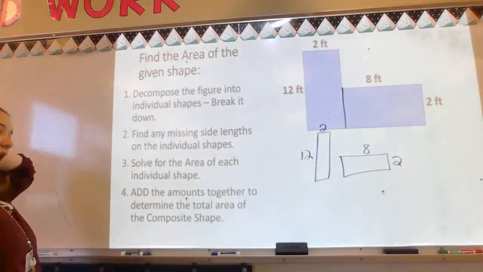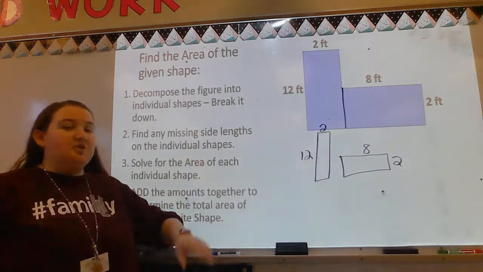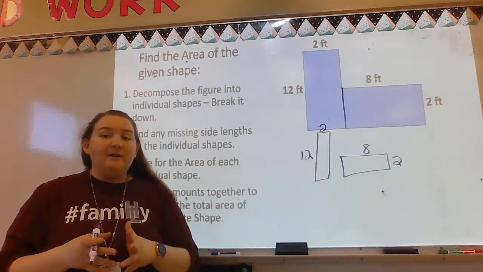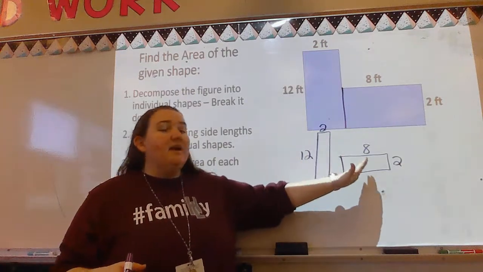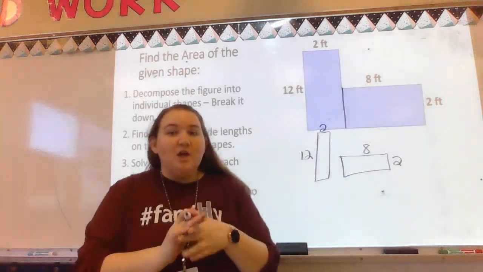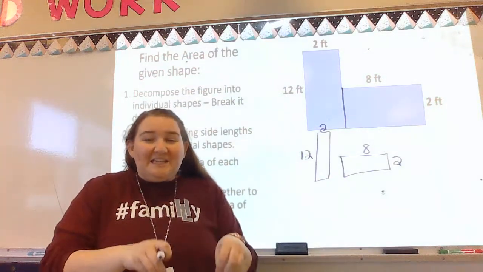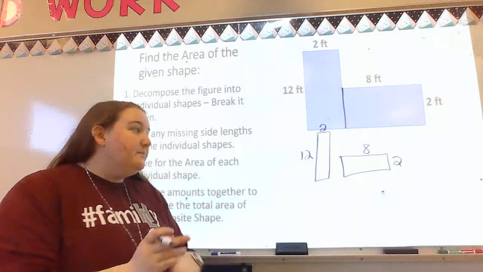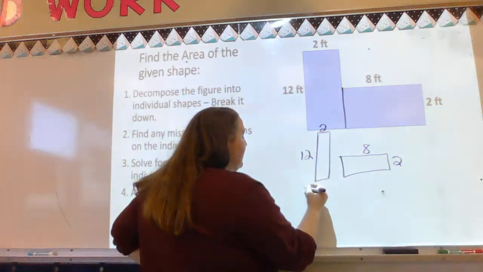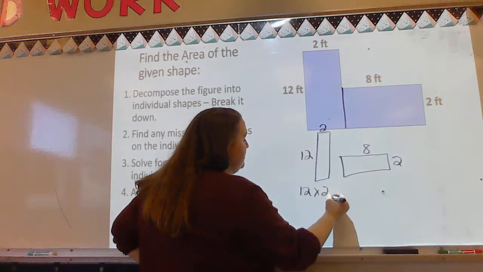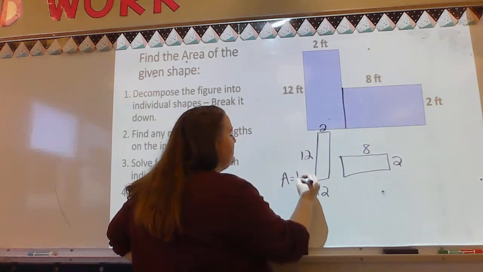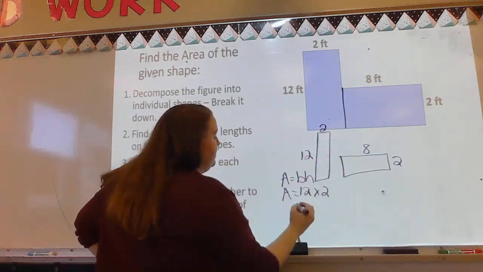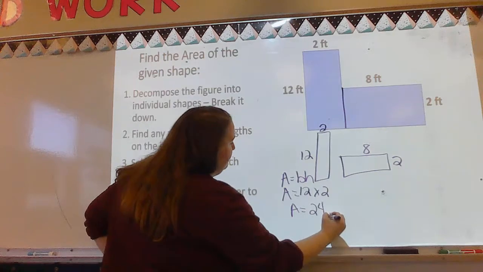Number 3, solve for the area of each individual shape. So to get the composite area, the total area, I'm going to get the area of this one and the area of this one and put them together, okay? So I broke it down so it's something easier to use, and then I'm going to figure out the area and then put them back together, okay? So area of this rectangle right here. I have 12 times 2. Area equals base times height, okay? So area equals 12 times 2. So area equals 24, okay?